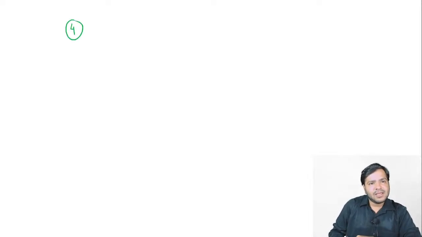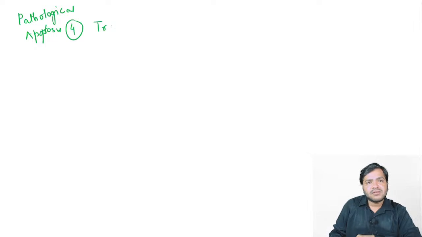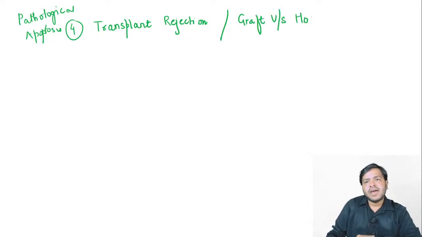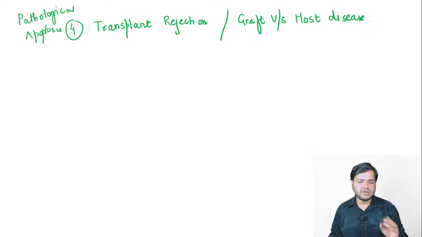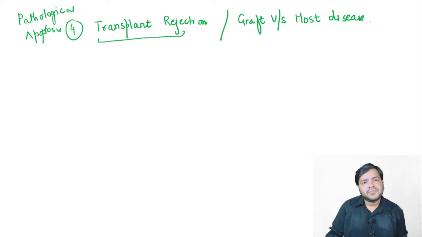Coming on to the fourth example of pathological apoptosis. We are discussing pathological apoptosis. And the fourth one is transplant rejection, guys. Transplant rejection is also called graft versus host disease. Okay, we have two different terms over here: graft versus host disease.